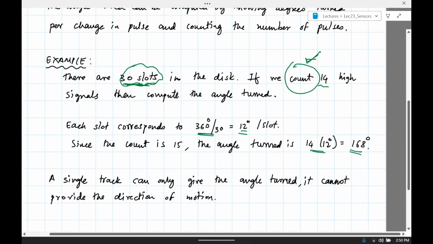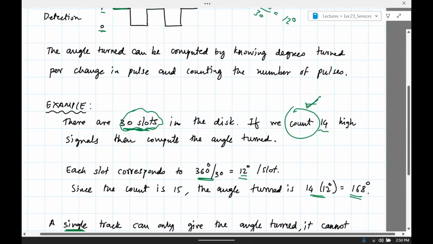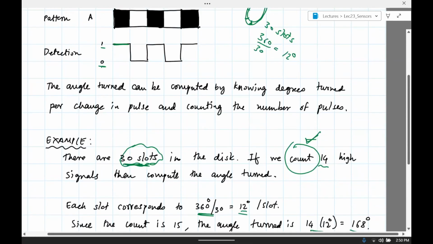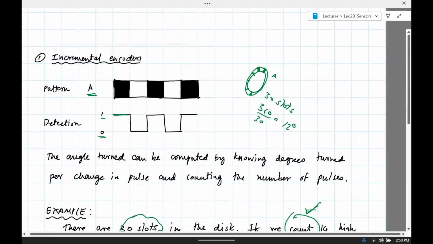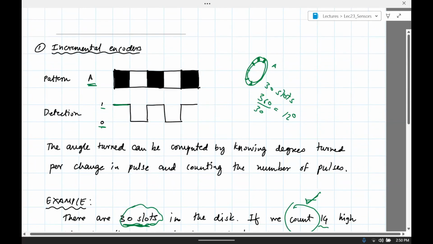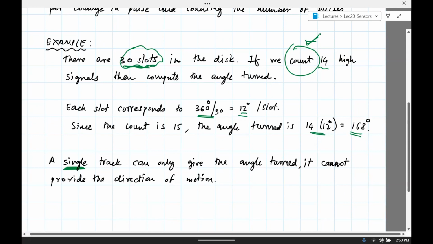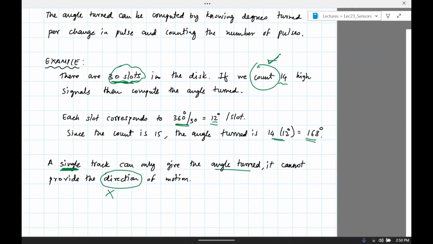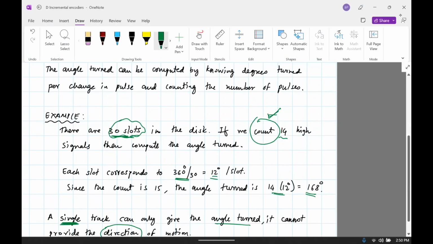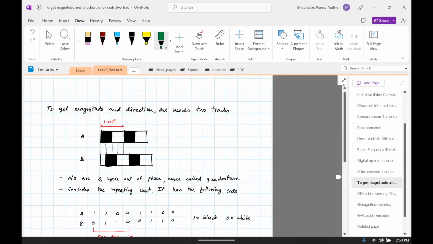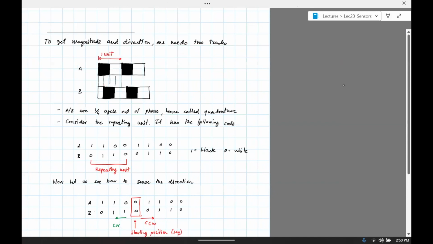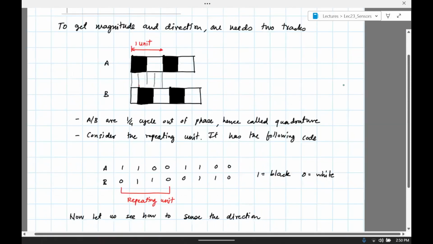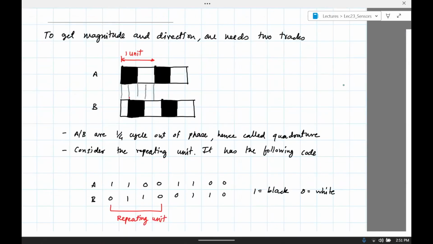Now, there's a problem with a single track. What is a single track? Just one track. It can only give you the angle turned. It cannot give you direction. But for any sensor to be useful, we also need the direction. So what is done in that case is you need at least two patterns. You need A and B, and they're the same thing. They're the same strips, but there are two strips.